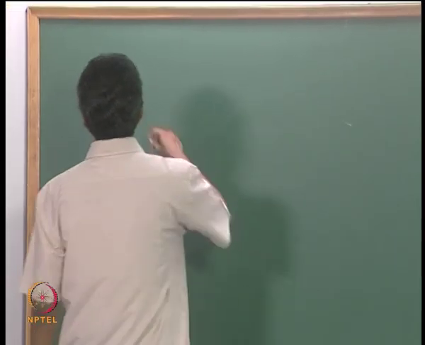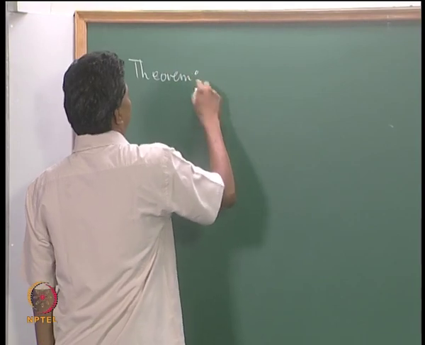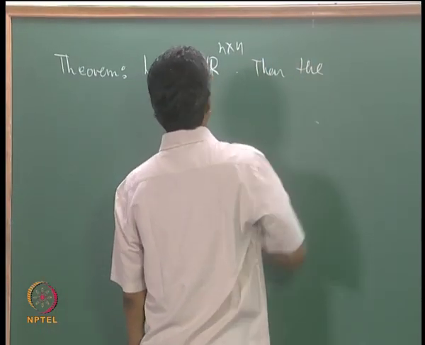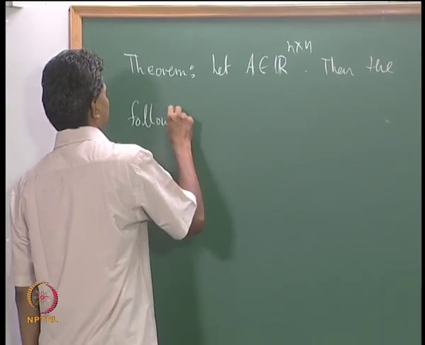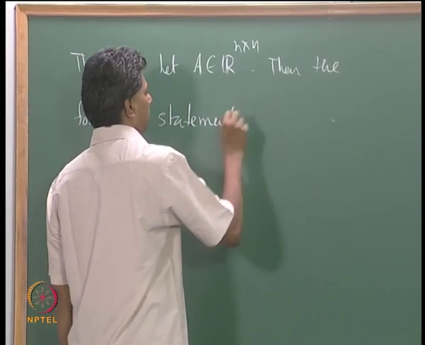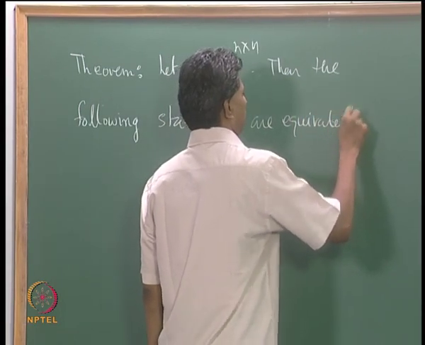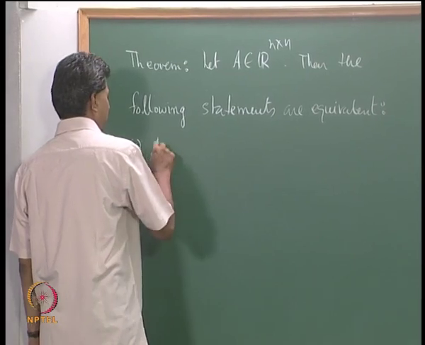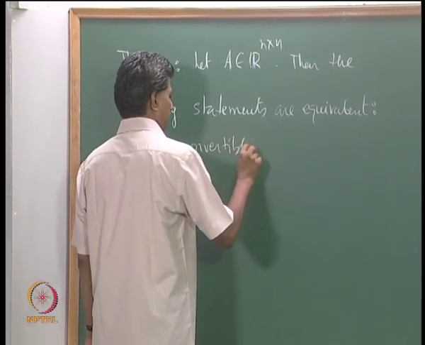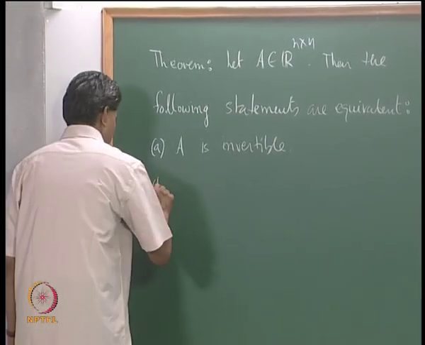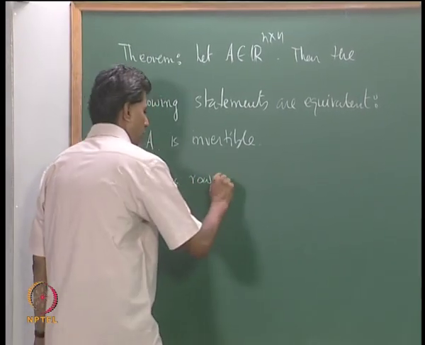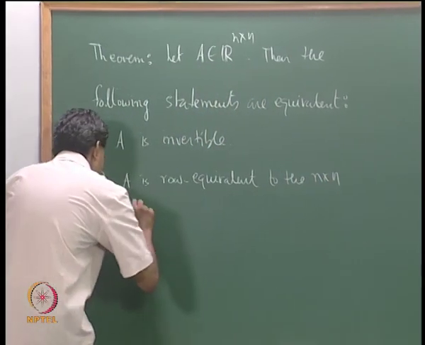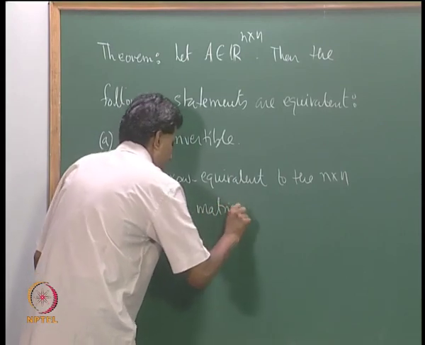So let me write down the theorem once again. I have a square matrix with real entries, then the following statements are equivalent. For a square matrix, the following statements are equivalent. First statement is A is invertible. Second statement, A is row equivalent to the n by n identity matrix. That's the second statement.